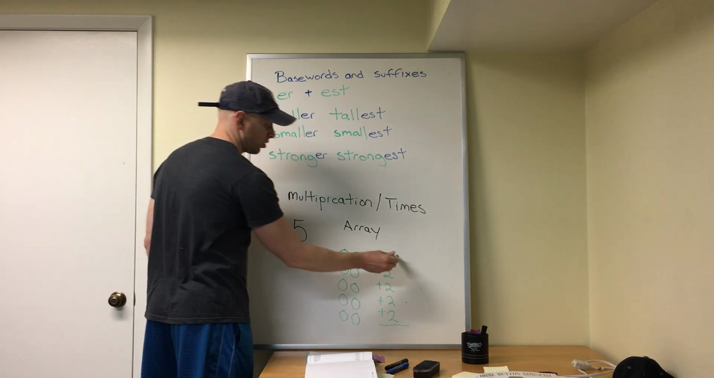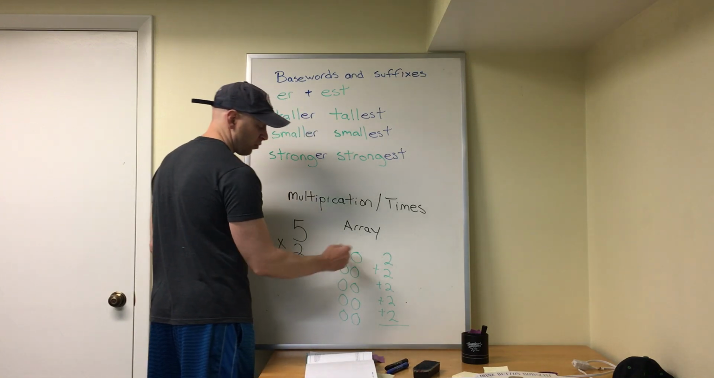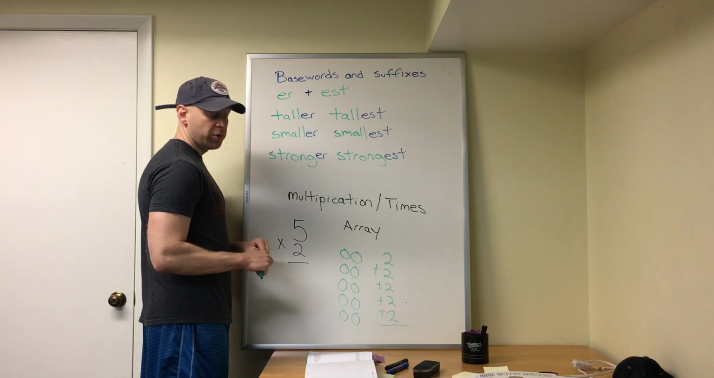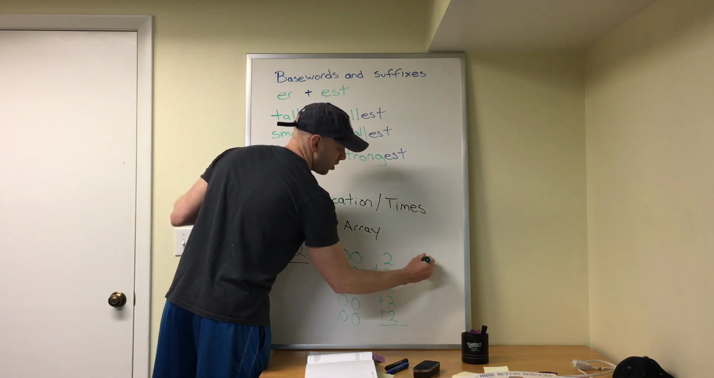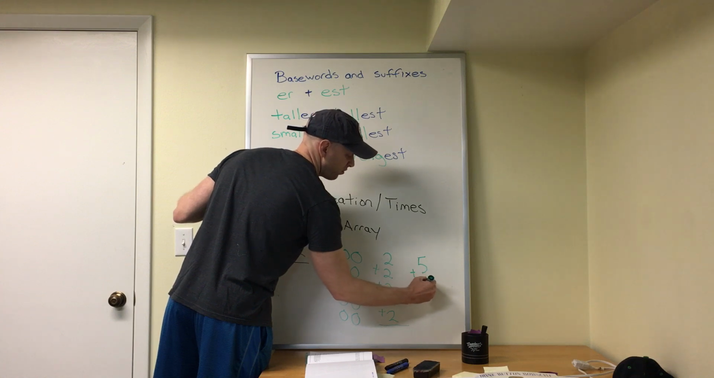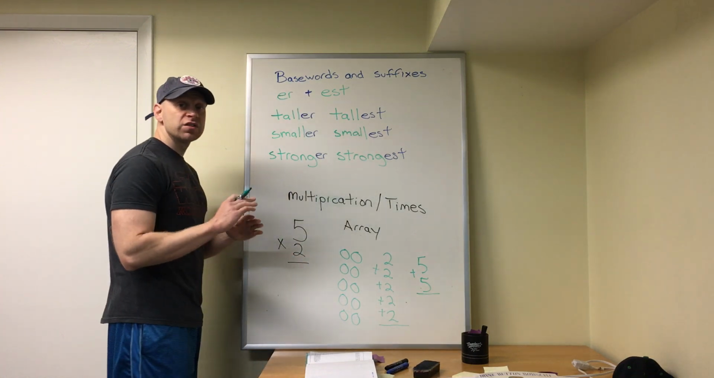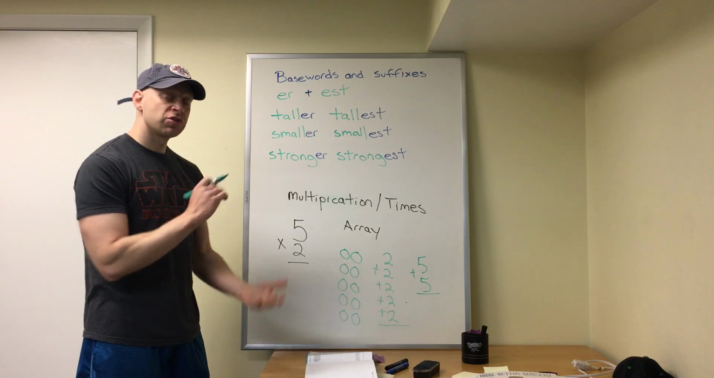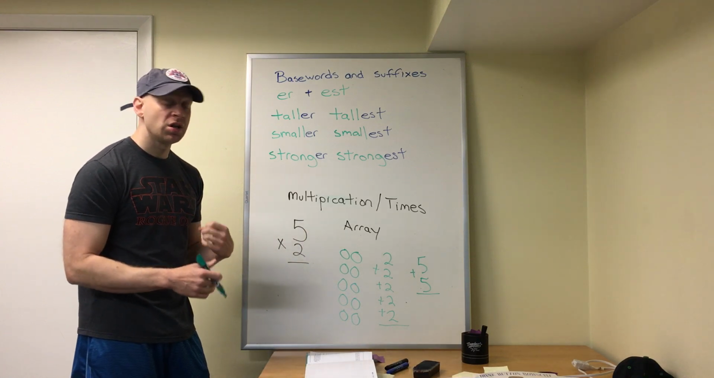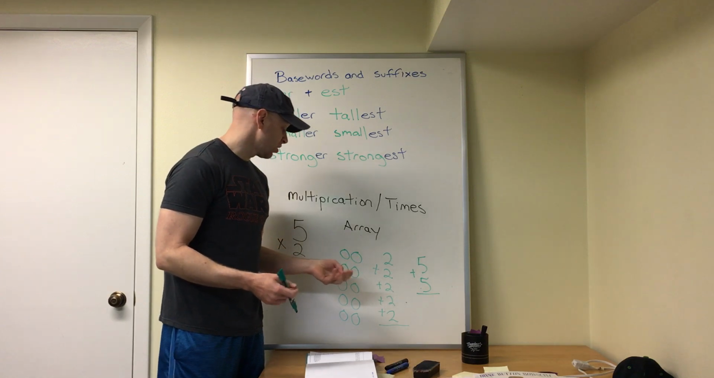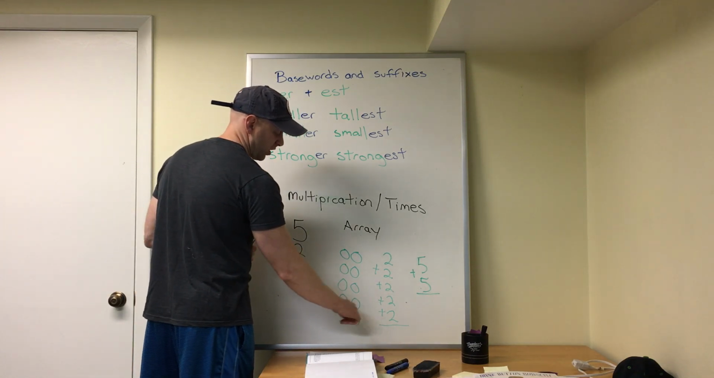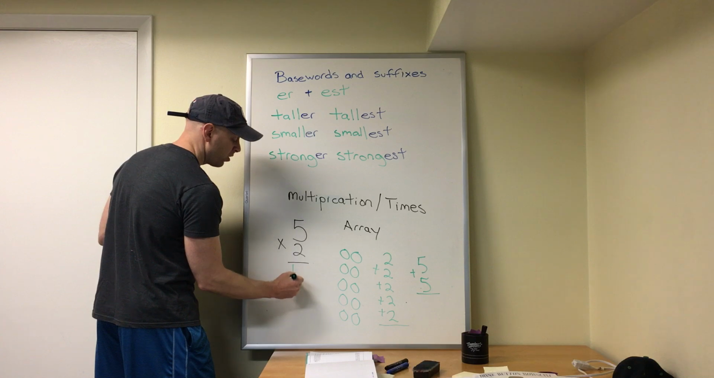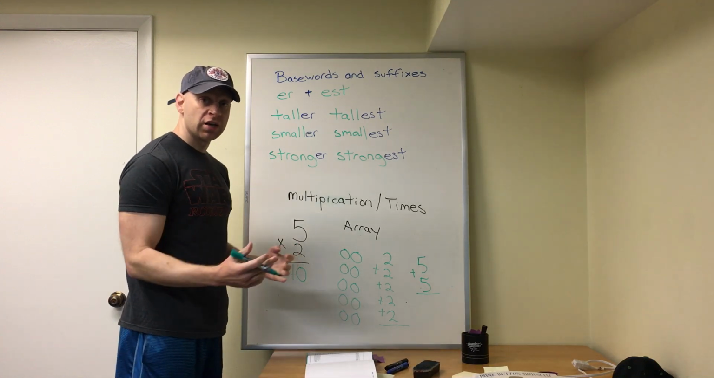Now we can do it this way. We could say 2, 4, 6, 8, 10. Or we can even flip it. We could say we have 5 plus 5. That's going to give us the exact same product as doing 2 plus 2 plus 2 plus 2 plus 2. You can flip those numbers in multiplication and you'd still get the same product, the same answer. So instead of going 2, 4, 6, 8, 10, you could say 5, 10. It's simply skip counting. No matter what, our product is going to come out to 10, okay?